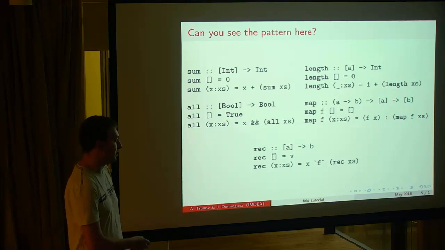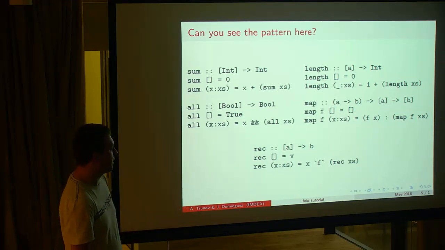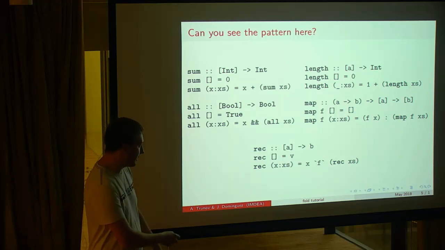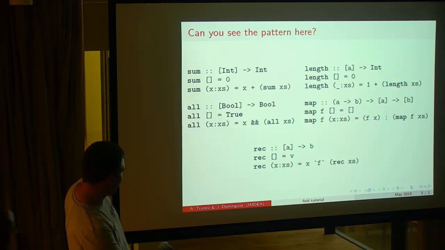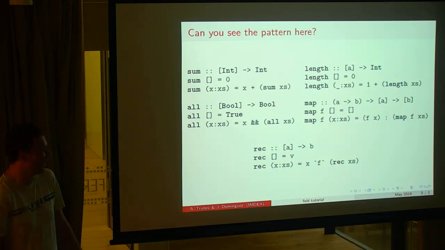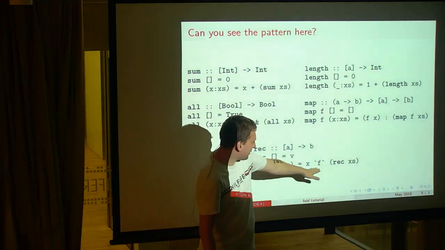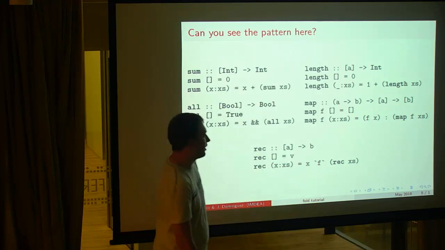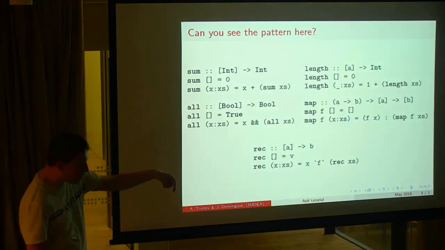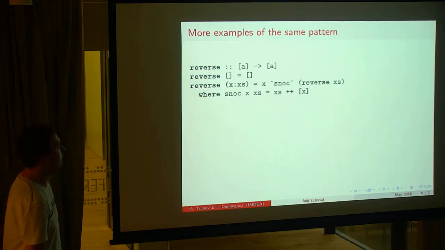So in case of an empty list, you need to supply some value v, and in case of cons, so if you have a non-empty list, can you see the point? I cannot either. Okay. All right. Sorry. So in this case, you just take some combining function or operator, and you combine x with the result of the recursive call of rec over the tail of the list, right?